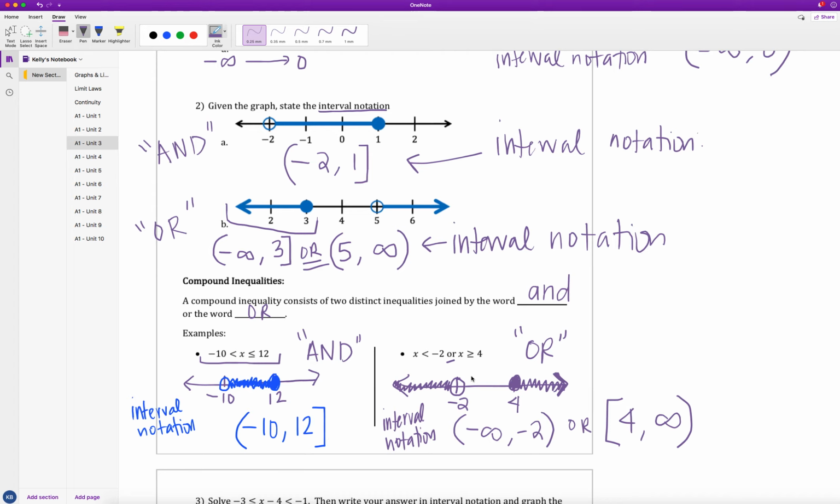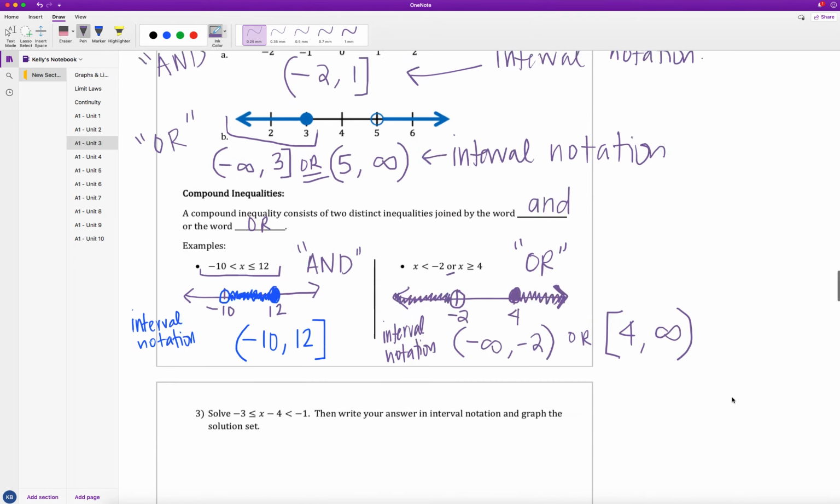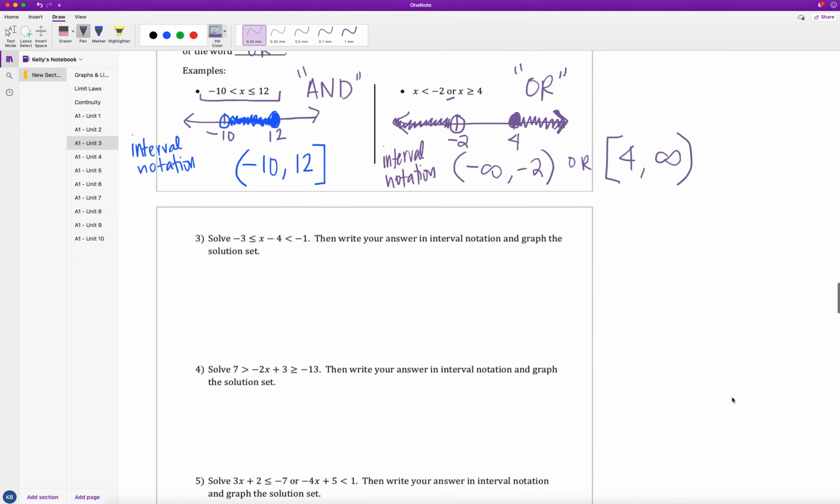And an OR statement where they're going opposite directions, like two birds flying opposite directions from each other, will always happen because of the OR concept of being one or the other. And that means I would have two separate interval notations that I'll have to write down. Okay, let's do some actual solving of these.